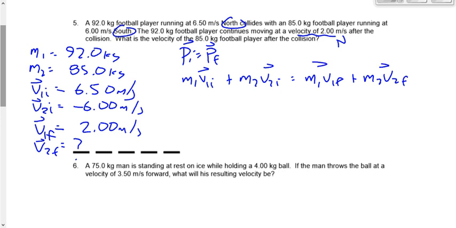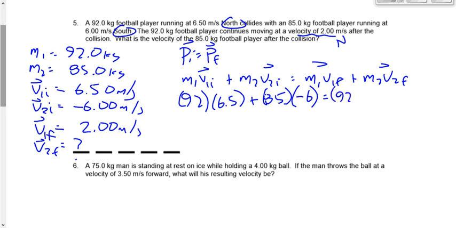Masses cancel? Unfortunately, no, because they're not the same value, right? So we've got to sub them in here. 92 times v1i plus 85 times v2i equals 92 times v1f plus 85 times v2f.